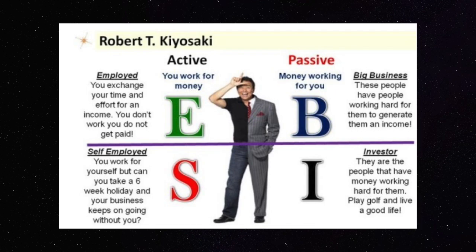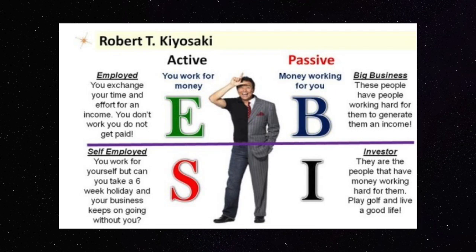Next, we have the S quadrant, which stands for self-employed or small business owner. People in this quadrant work for themselves. They might be doctors, lawyers, freelancers, or small business owners. While there's more independence here compared to being an employee, the S quadrant still involves trading time for money. It's like owning your own treadmill. You have more control, but you're still running to keep up.